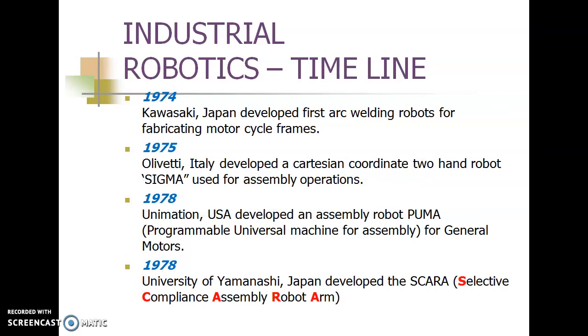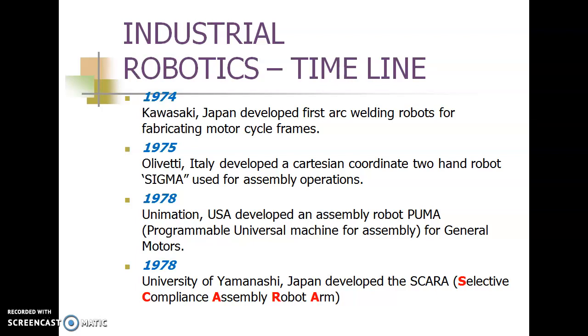In 1974, Kawasaki, Japan, developed the first arc welding robots for fabricating motorcycle frames. So this is also a continuous path robot. Kawasaki, Japan, developed it for their own industry, Kawasaki Motors. These welding robots are used for fabricating the motorcycle frames.